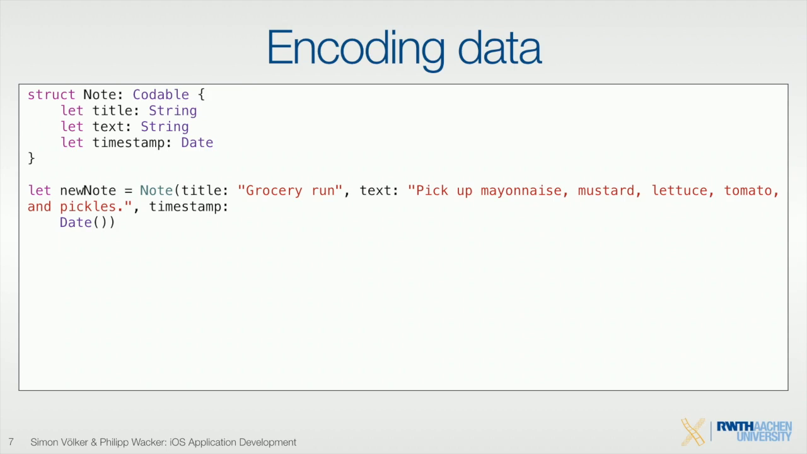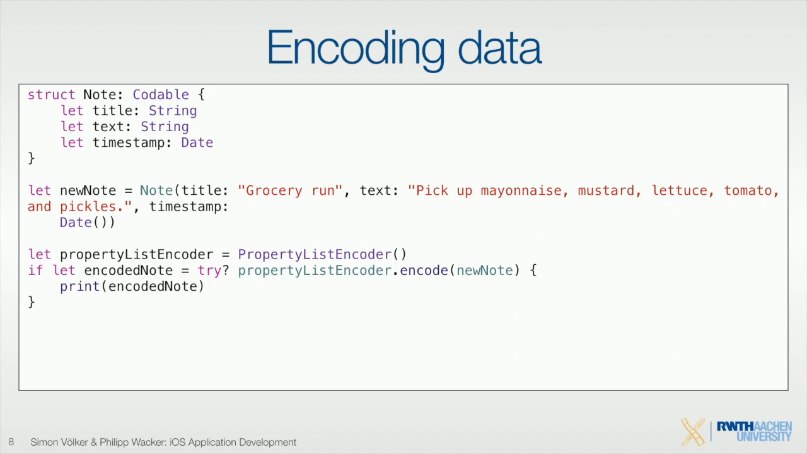So what I'm doing here is I take the structure and create a new version of it, a new node, and to encode this I can just call the property list encoder. I say, okay, try to encode this node. So basically, what this line says is that I'm trying to convert this node into an encoded version that I can just write to a file.